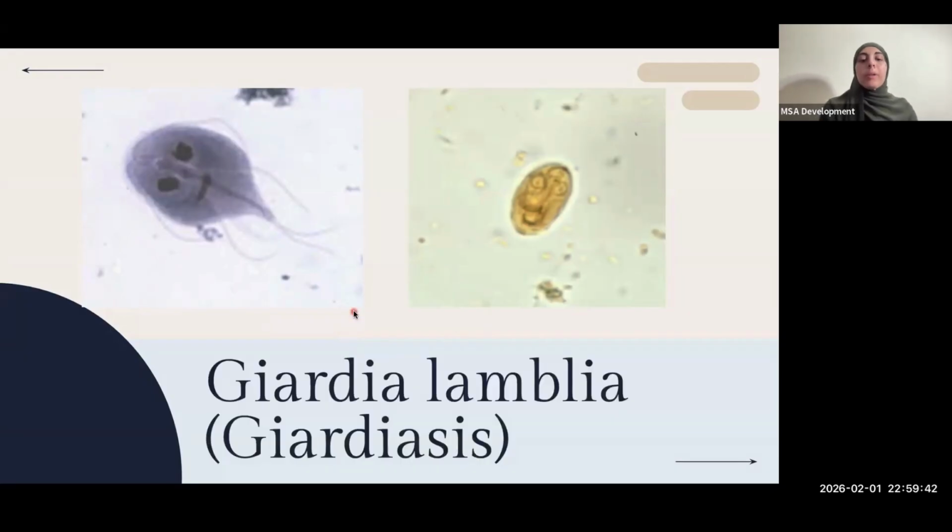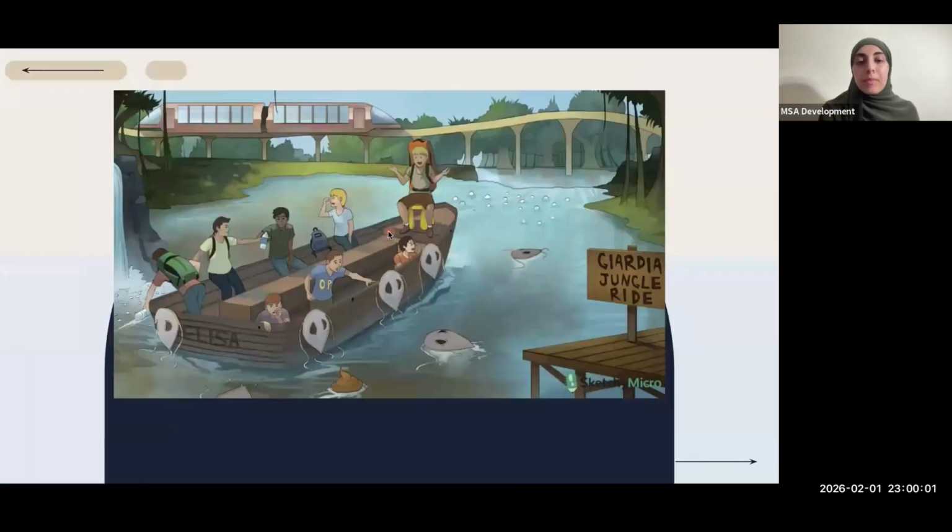This is Giardia lamblia, and always remember that it has a face, okay? Giardiasis or Giardia has a face. So this is the trophozoite, and this is the cyst. You can see it has like eyes and a mouth, and this one too, it has eyes and a mouth. So just remember, if you see a face looking at you, it's Giardia, okay?